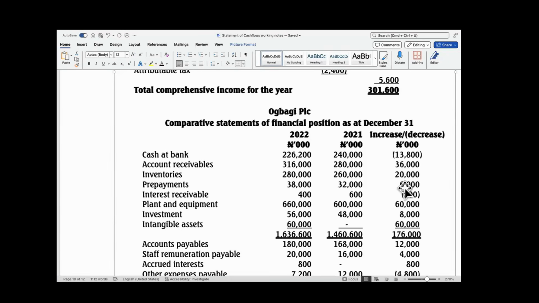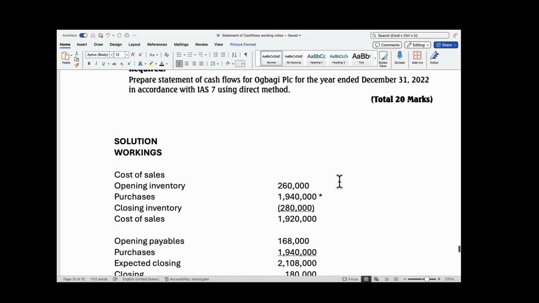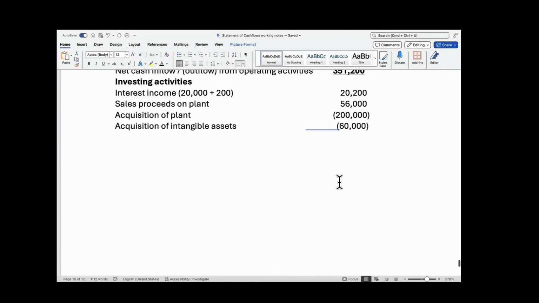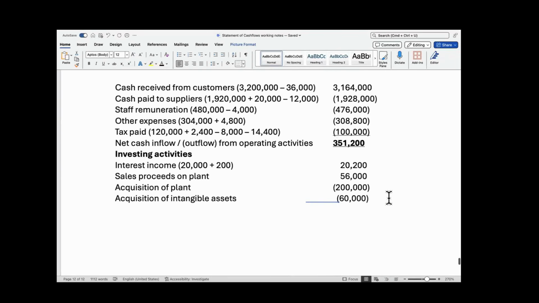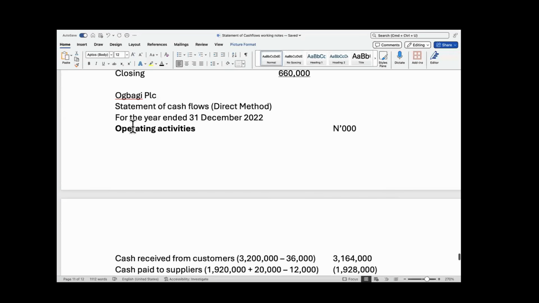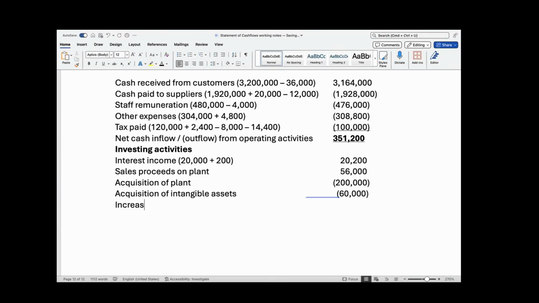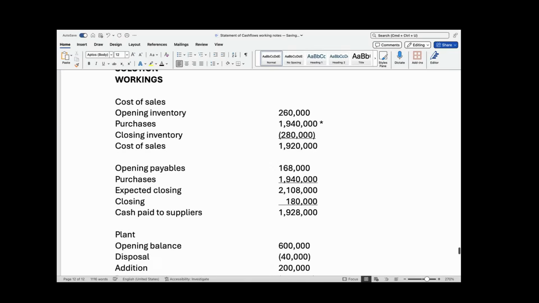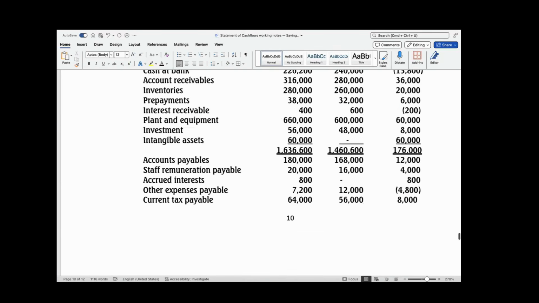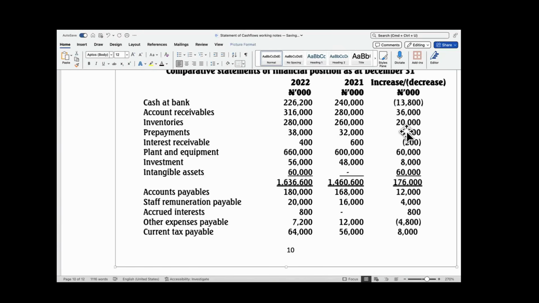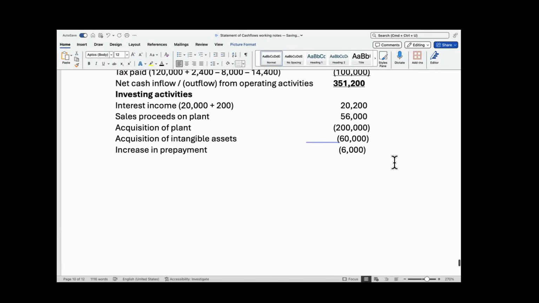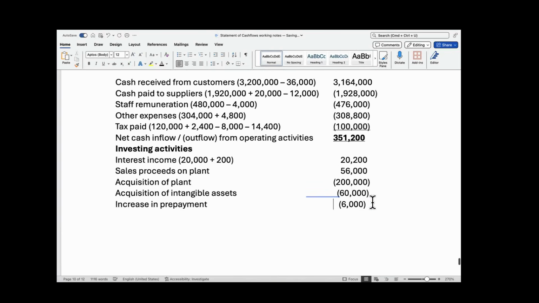Prepayment, they paid something in advance, so it's a cash payment. Since it's current, it would have been a perfect candidate for operating. But let's just put increase in prepayments as an outflow of how much? Outflow of 6,000. Okay, let's cumulate it together.